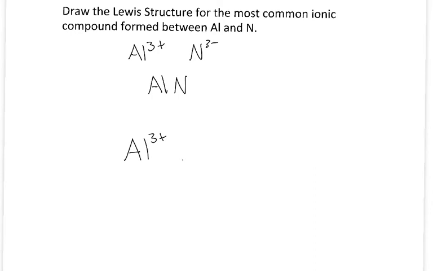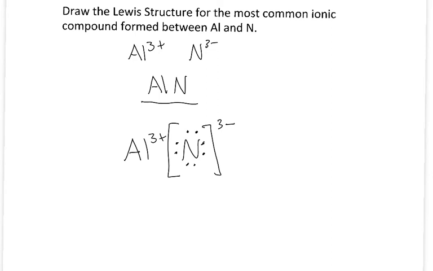And so the nitride ion will get 8 valence electrons. I'll put them in brackets. Say that it's -3. Because in the formula I have just 1 of each, I don't need to put any numbers on here to finish off my Lewis structure. And so this is the final Lewis structure for aluminum nitride.